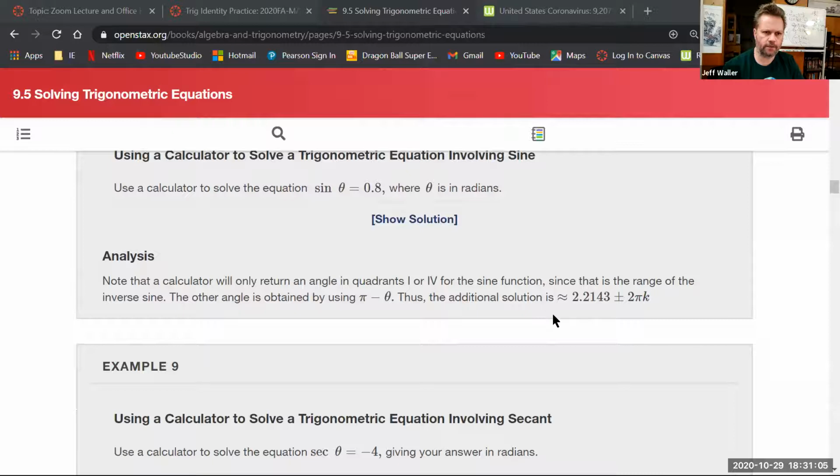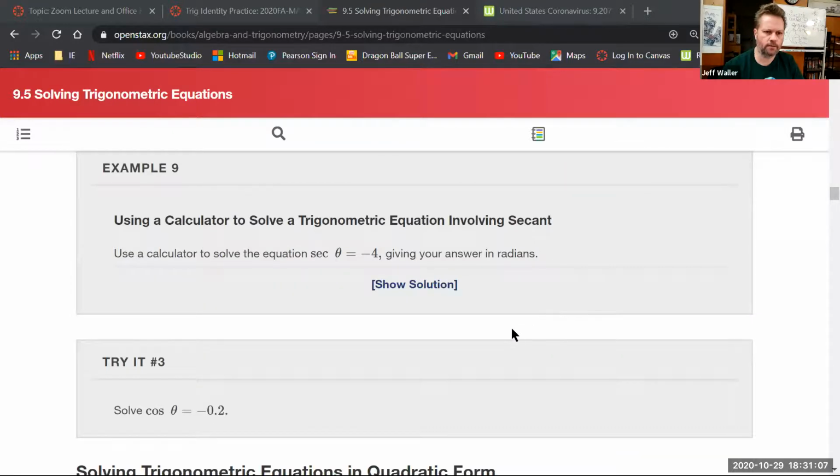Now this is just use a calculator. Real quick on this problem here, it says use a calculator to solve this, and it has a secant. So what would you do? 1 over cosine. I like it. And you can now watch this. So secant theta is -4. So 1 over cosine theta is -4. So what do you do to both sides to get cosine?